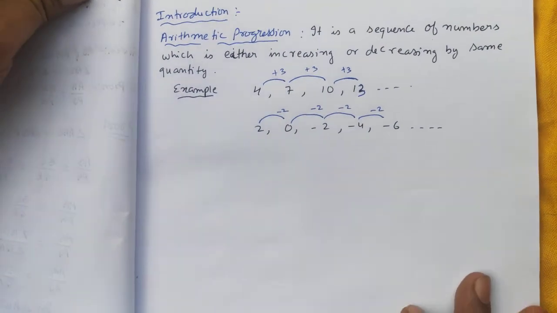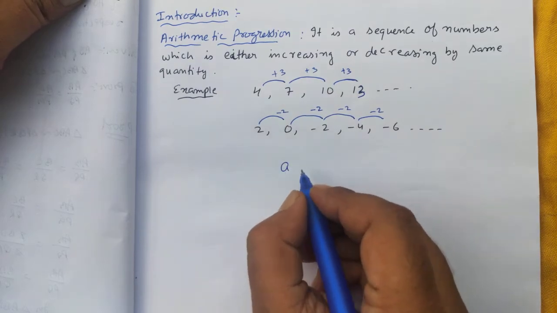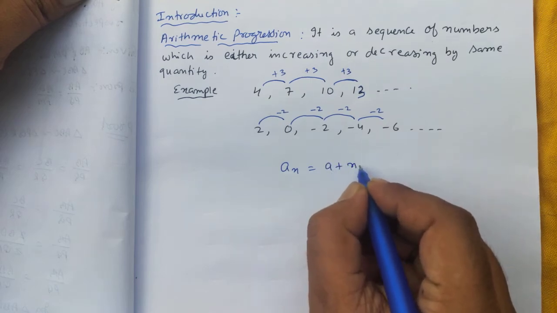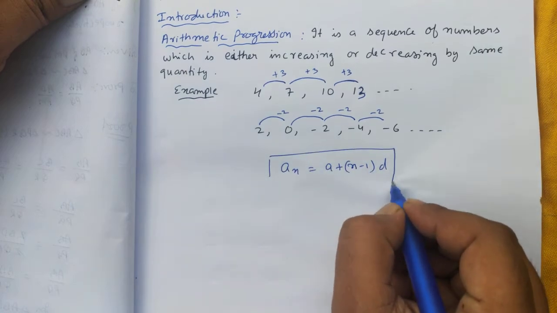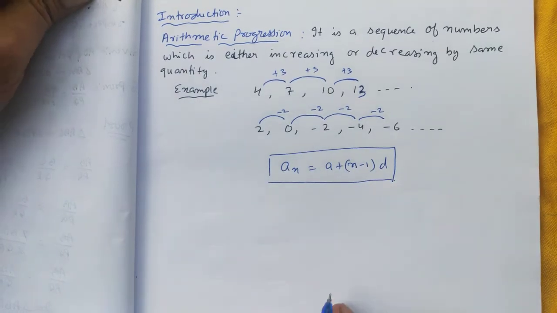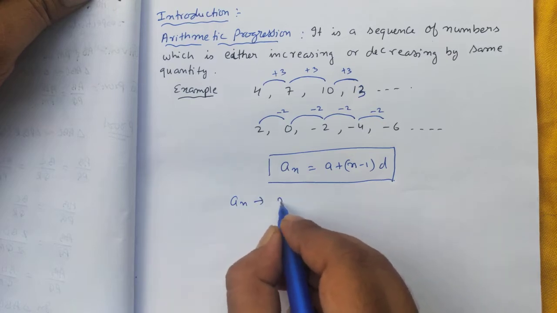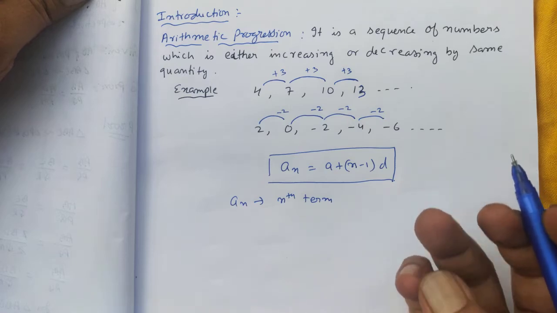Now in arithmetic progression, we have a very important formula to know. An equals a plus n minus 1 d. Now in this formula, an stands for the nth term, like first term, second term, third term, fourth term.